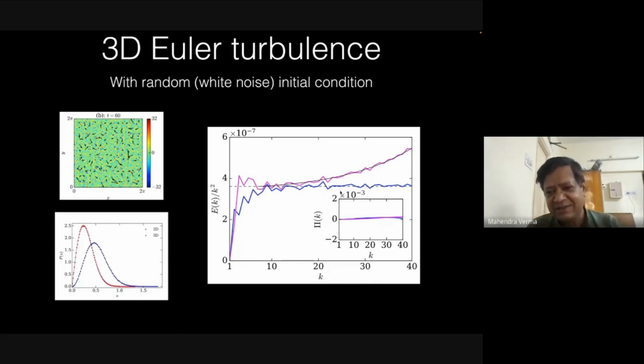Just focus on the blue line. This is telling us that Ek is proportional to k squared. This is the Kraichnan prediction, which I don't want to describe here, but focus on the blue line. And the energy flux, the important quantity which I talked about for Navier-Stokes, is constant, but it is zero.